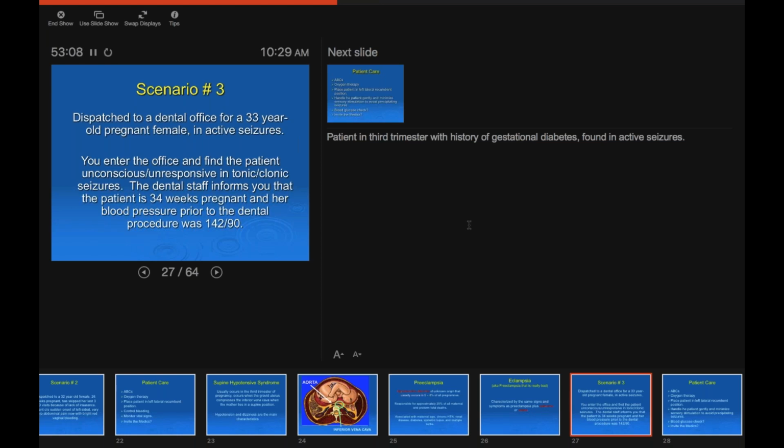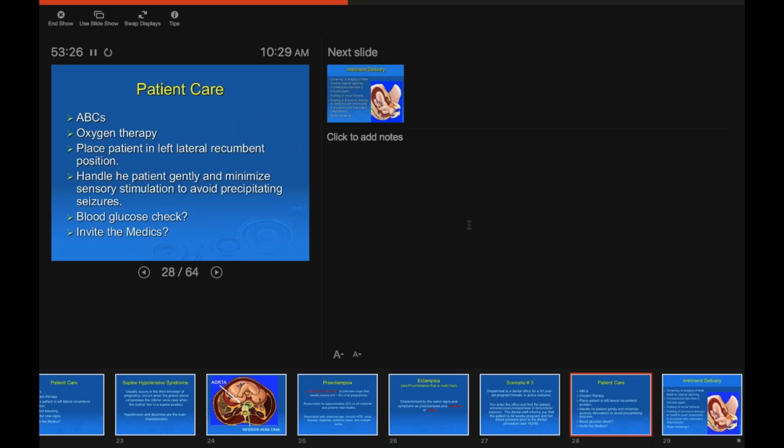What are we thinking is going on? Calling a medic immediately. All right, medics been dispatched. They're 20 minutes away. It's eclampsia. They've gone from preeclampsia to eclampsia. Yep. So they're eclamptic at this point, right? Right. Okay. So we're going to ABCs, oxygen, place the patient in left lateral recumbent position, handle the patient gently, and minimize sensory stimulation and avoid precipitating seizures.